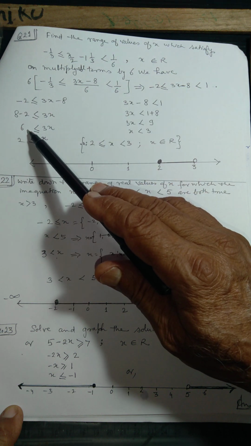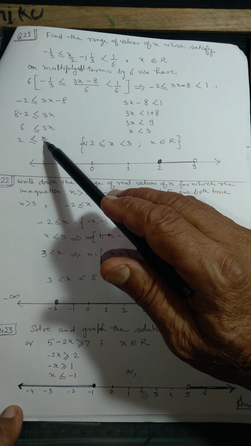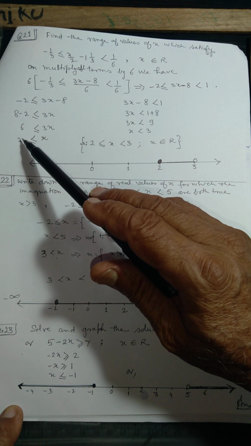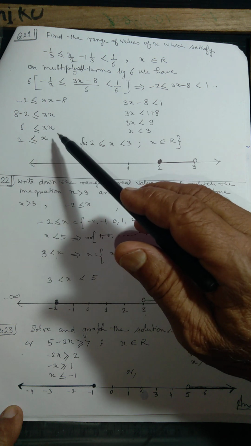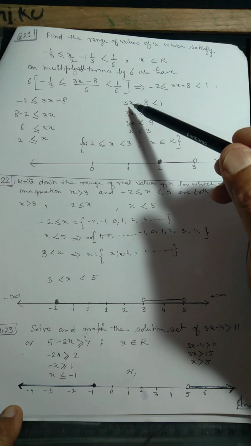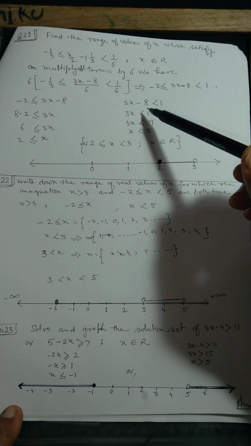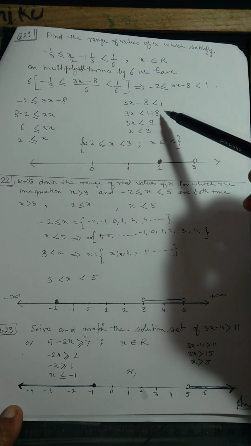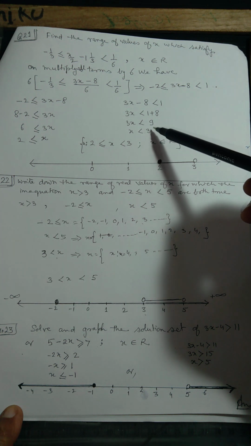Solve it, you will get 6 less than or equal to 3x. Therefore 2 is less than or equal to x. Similarly, in this case, 3x minus 8 less than 1. So 3x will be less than 1 plus 8, 3x is less than 9. Therefore x is less than 3.